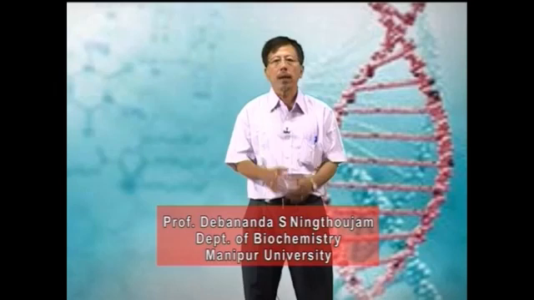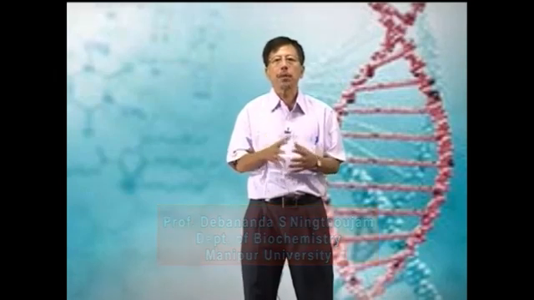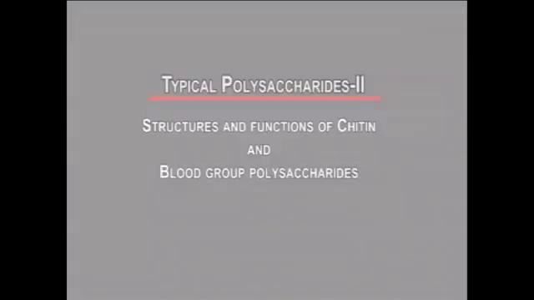In this session, let us learn about another important group of typical polysaccharides, that is chitin, chitosan and blood group polysaccharides.